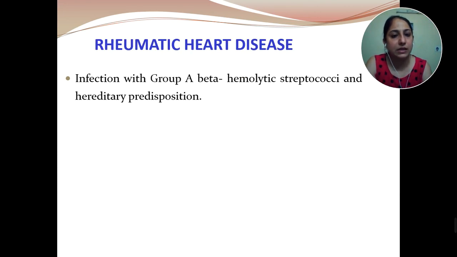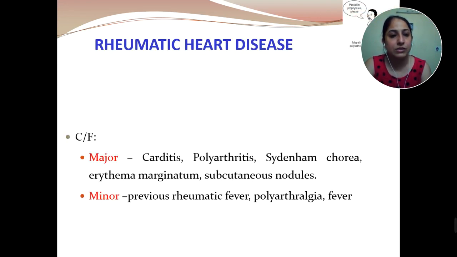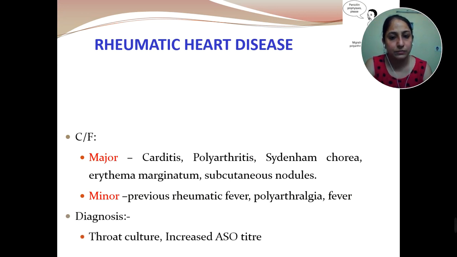Rheumatic heart disease is an infection by group A beta hemolytic streptococci and has a hereditary predisposition. The clinical features include major and minor factors. The major factors are carditis, polyarthritis, Sydenham chorea, erythema marginatum, and subcutaneous nodules, while minor factors are the previous history of rheumatic fever, polyarthralgia, and fever. Any two major, or one major and two minor, symptoms lead to a diagnosis of rheumatic heart disease. Diagnosis is generally by throat cultures and increased ASO titers.